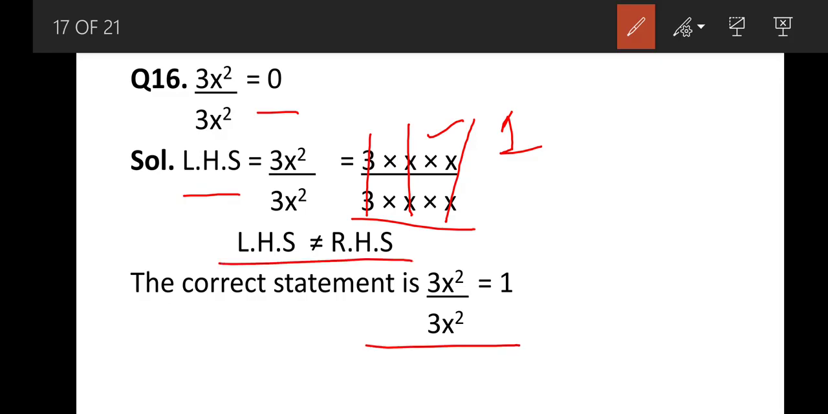The correct statement is, when it is divided by the same number, you will be getting answer as 1 and not 0.